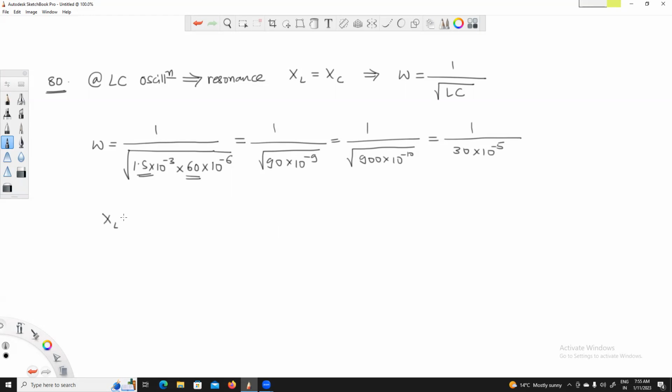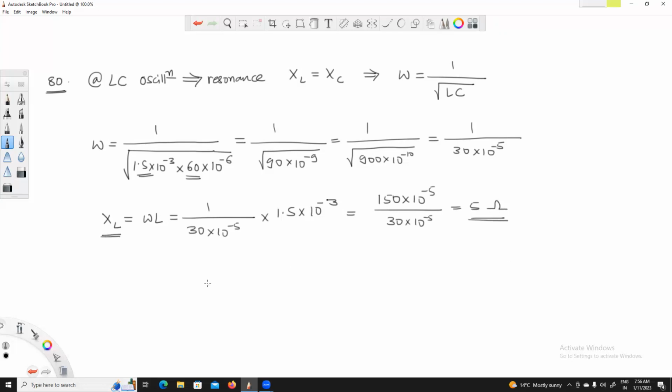Now let me find either XL or XC. XL is omega times L. So this is 1 upon 30 into 10 raised to minus 5, into 1.5 into 10 raised to minus 3 for the millihenry. I can write this as 150 into 10 raised to minus 5 divided by 30 into 10 raised to minus 5, which is equal to 5 ohm. Now XL and XC are both the same. So the maximum current flowing through the circuit, Imax, connected across 100 volt divided by this XL of 5, would be 20 ampere. So the maximum current flowing through the circuit would be 20 ampere.